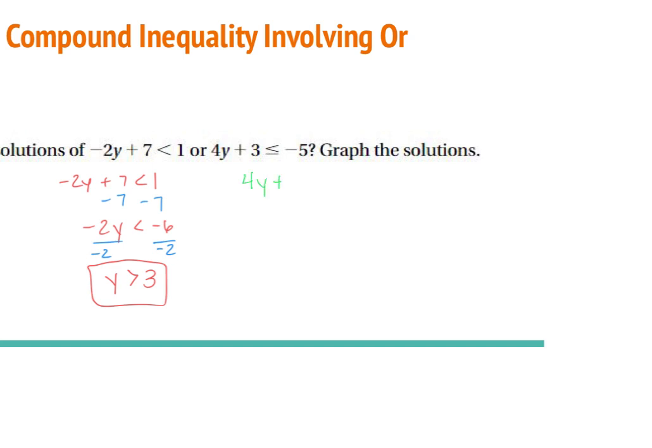4y + 3 is less than or equal to -5. What we're going to do is subtract 3 from both sides. 4y is less than or equal to -8. Divide by 4 on both sides. y is less than or equal to -2.